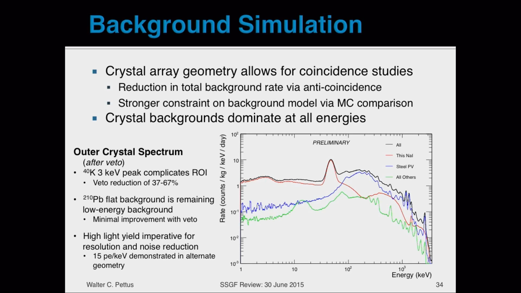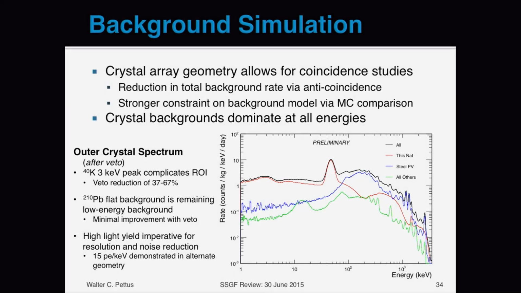And the background features at low energy are dominated by the crystals. So it's determined by how well our crystal growers can do at limiting their backgrounds. There's this peak here from potassium-40, which is really irritating. It's right in our region of interest. And then there's a flat background from lead-210, a radon daughter.